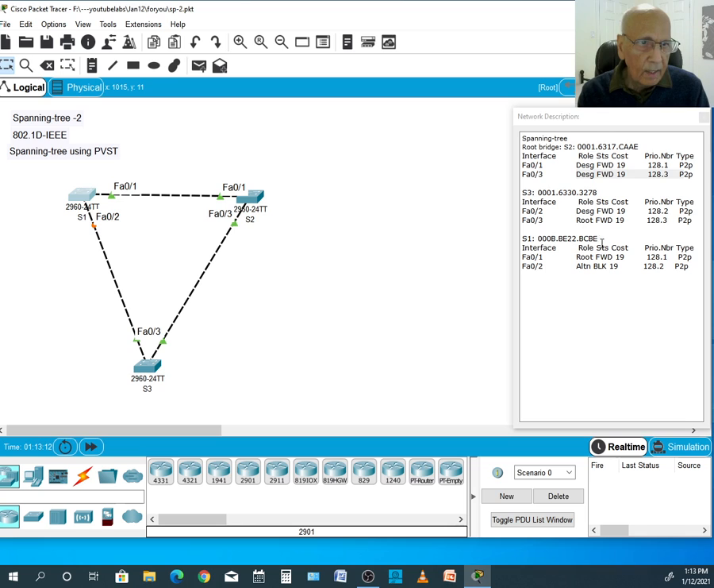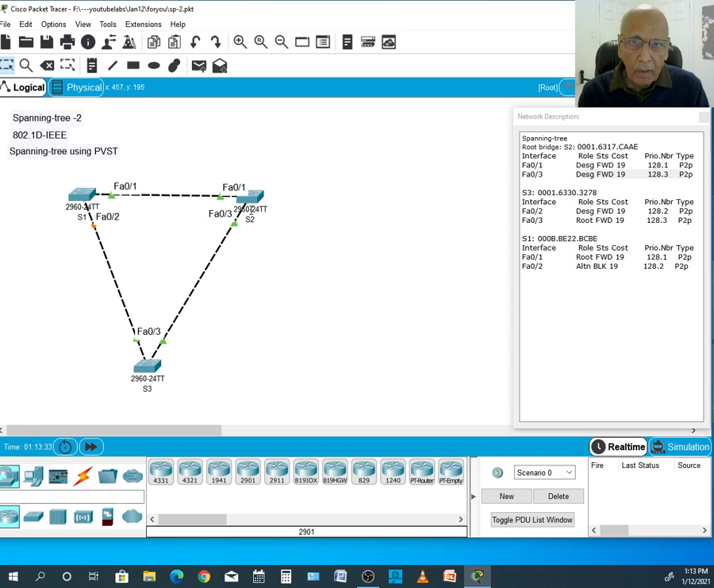If you can see that, one switch, in this case switch number 2, has a MAC address smaller than the others. So this switch becomes the root bridge. So S2 becomes the root bridge. So for example, let's go and check it.